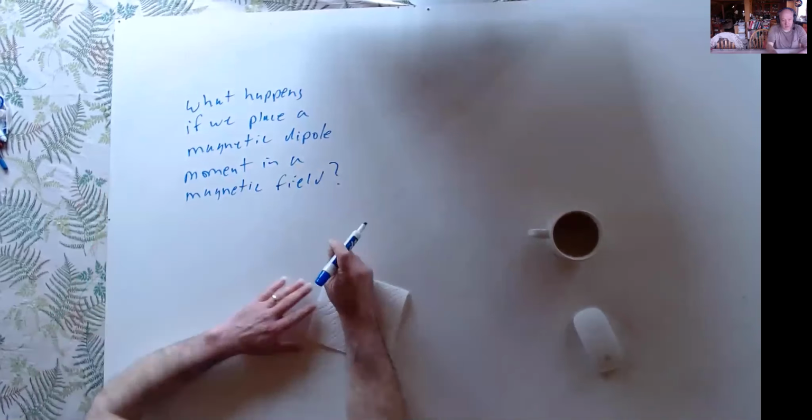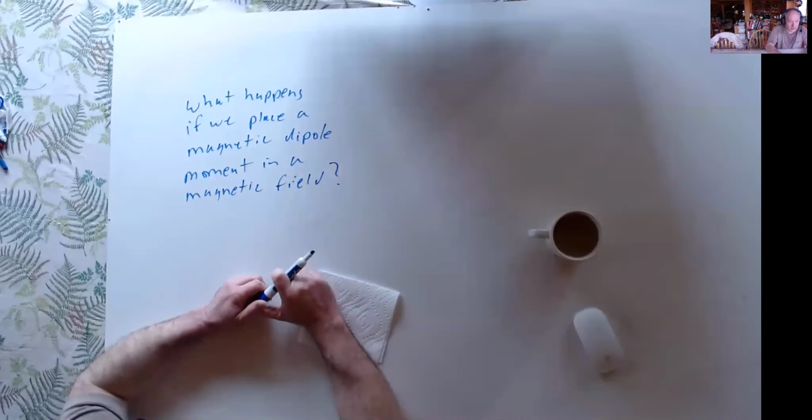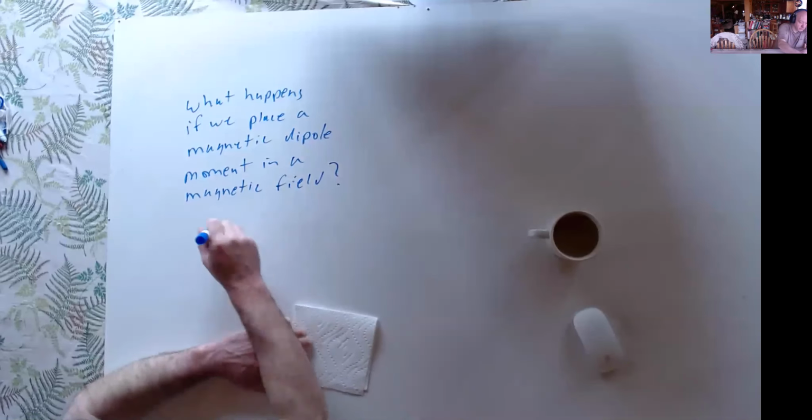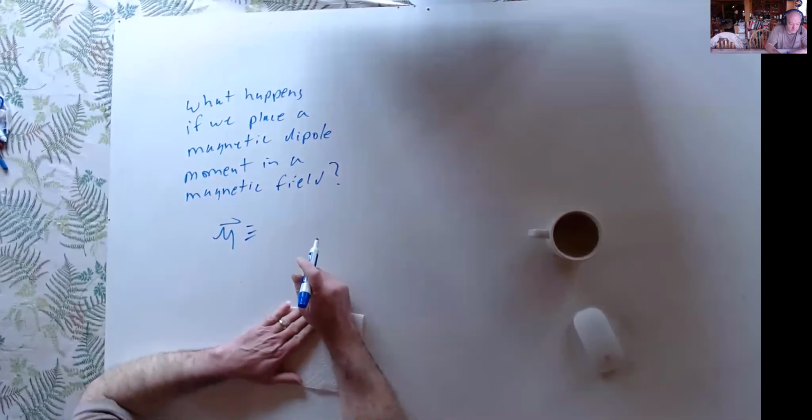So I think the first thing we have to do, because it's been a little while since we've done it, is recall what a magnetic dipole moment is. So I ask you, what is a magnetic dipole moment? We did this early on. The symbol for it was a mu. What was it?